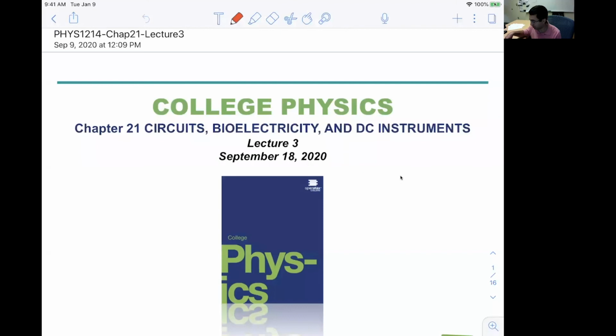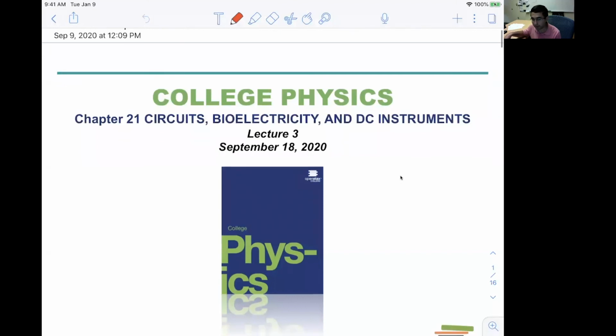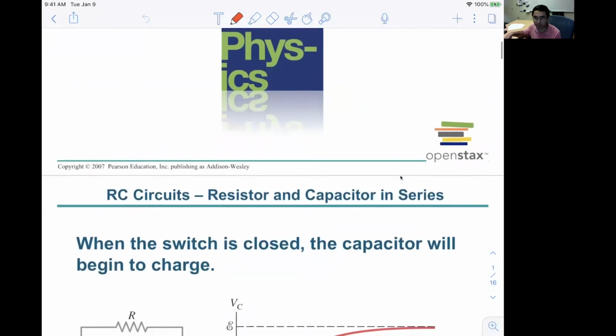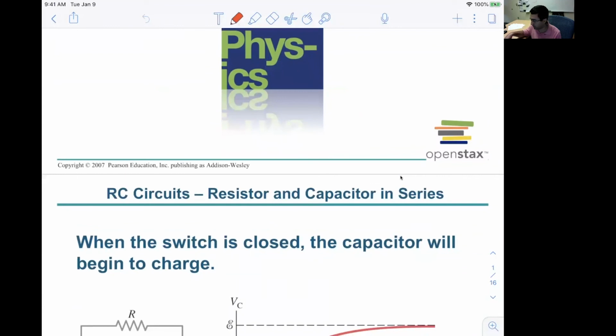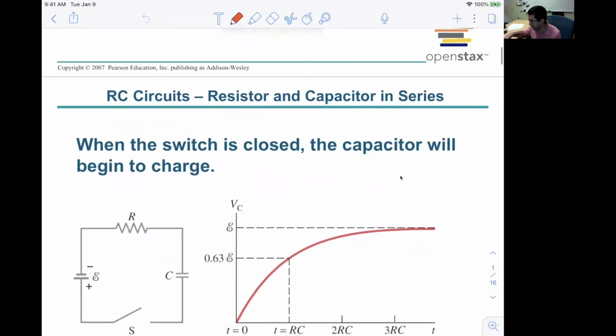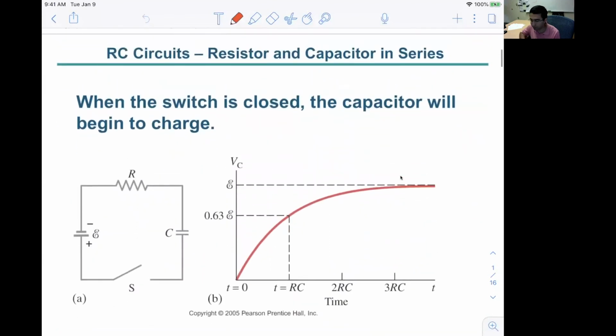Today we will continue chapter 21. Today we will learn about RC circuits and more problems about the circuits and resistors and the batteries. So RC circuits, you can get it from the name. We combine the resistor R and the capacitance and sometimes the battery.